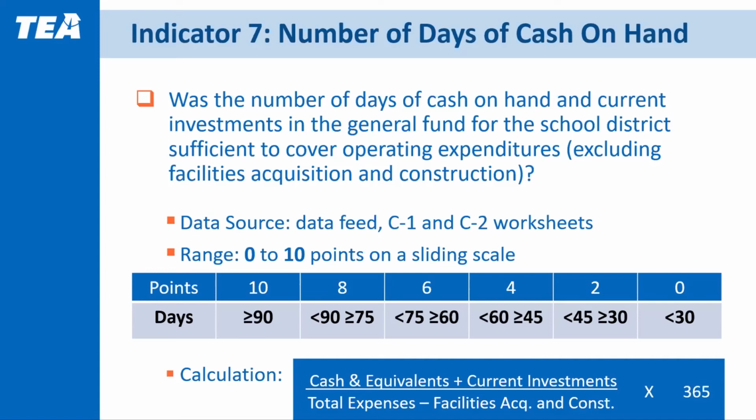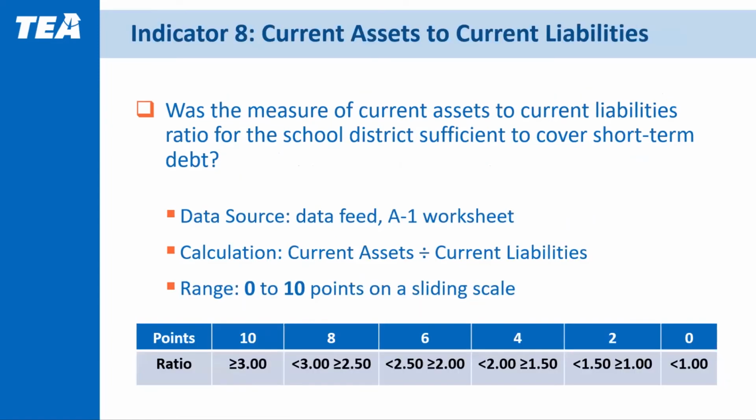Indicator 7 is the number of days of cash on hand. We didn't make any changes to this, and so we'll go through it pretty quick. If you have more than 90 days, then you will still receive 10 points. Current assets to current liabilities is another one that we didn't make any changes to. It is on the A1, so your government-wide statement. We're comparing your current assets with your current liabilities only, and then you can see the scale down there.